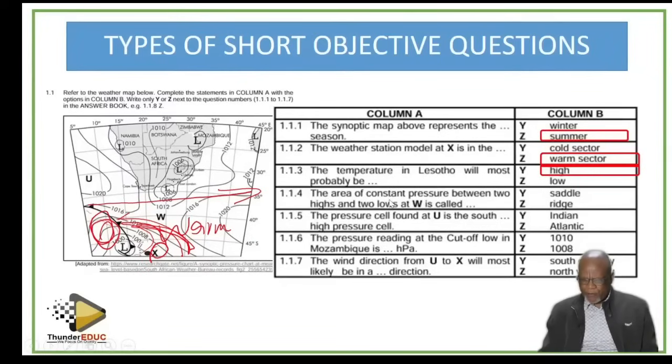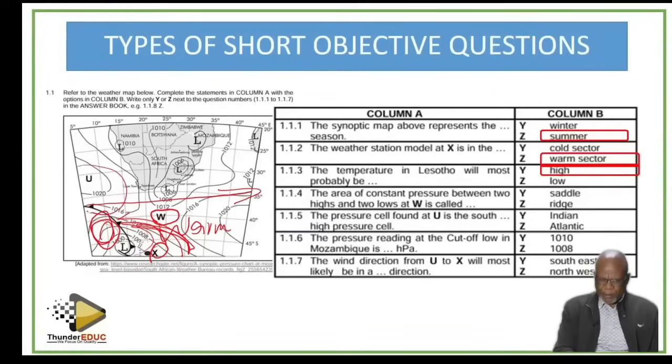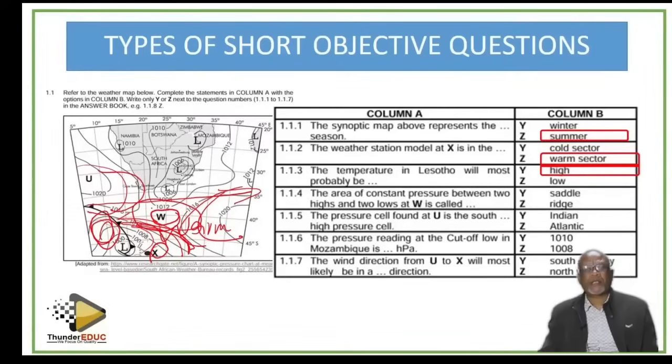The area of constant pressure between two highs and two lows at W. So we're looking at this W here. Then we say the area of constant pressure between two highs and two lows here, this is what we call a saddle. The area between two constant pressure is called a saddle. So which means now you have your high pressure that side, you have your high pressure this side. The area between these two high pressure cells is called a saddle.